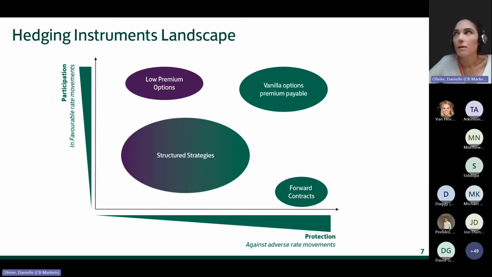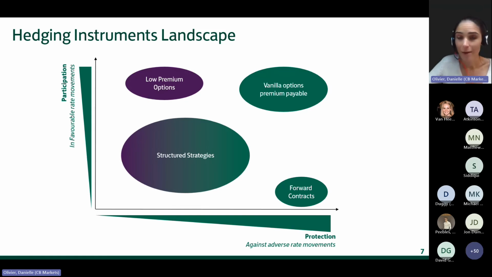A good way to think about an option like this is sort of like a disaster insurance. Many corporates were using low premium options in the lead up to Brexit, for example. And then the large circle in the middle over there is our structured strategies. So this refers to a large range of different strategies that offer a degree of protection and a degree of participation. So lying somewhere in between that forward contract and that pure vanilla option strategy.